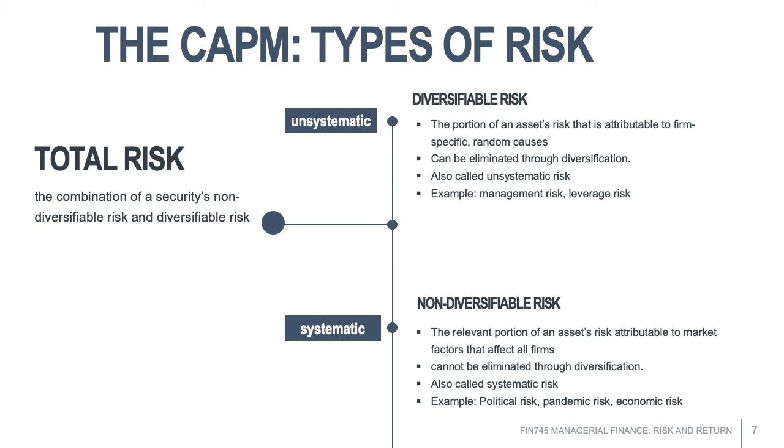For non-diversifiable risk, it is the relevant portion of an asset's risk attributable to market factors that affect all firms. It cannot be eliminated through diversification. It's also called systematic risk. For example, political risk, pandemic risk, and economic risk. So if non-diversifiable risk happens, it will affect every company in the industry. For example, with COVID-19, the risk affected all companies in the industry around the world.